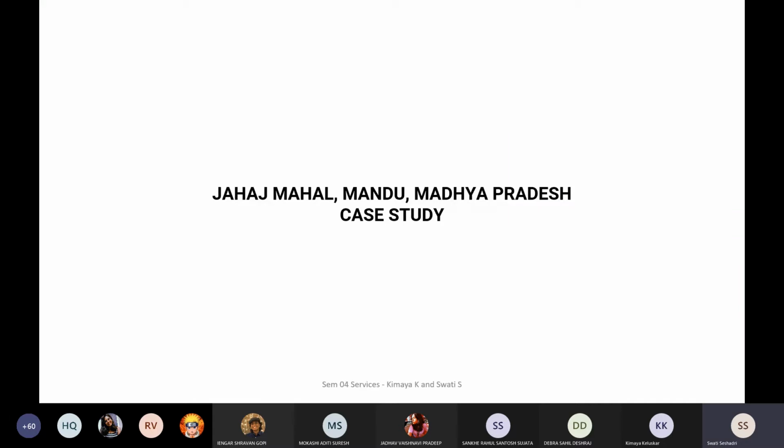So what we are looking at as a case study here is the Jahaz Mahal in Mandu, in Madhya Pradesh. It touches upon various tanks and stepwells that we have looked at, and very interestingly uses all these methods together. Mandu is also a monsoon landscape. Essentially, it doesn't have any groundwater source.